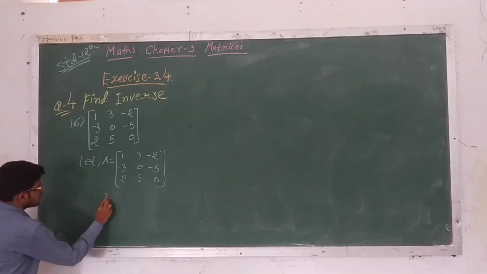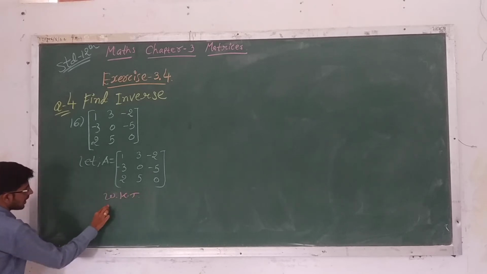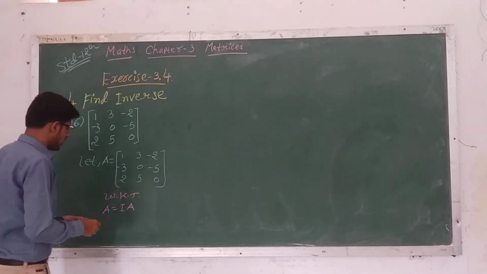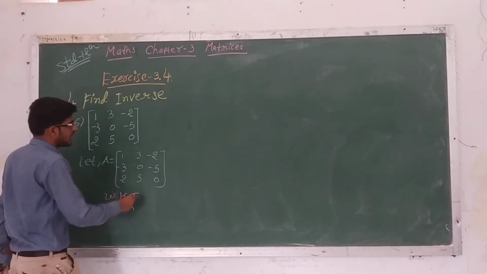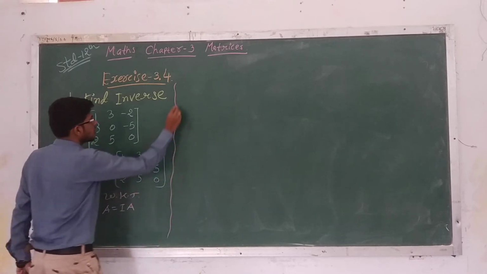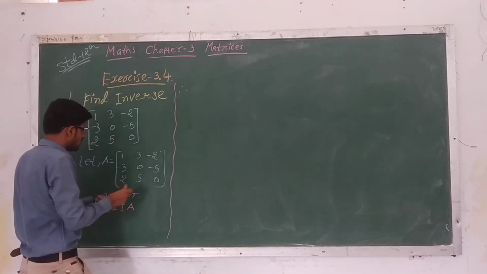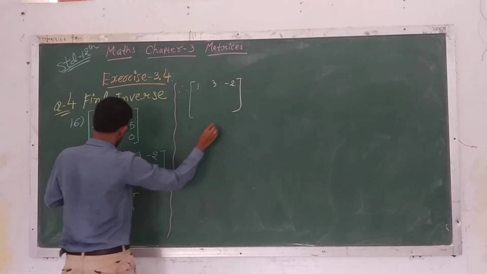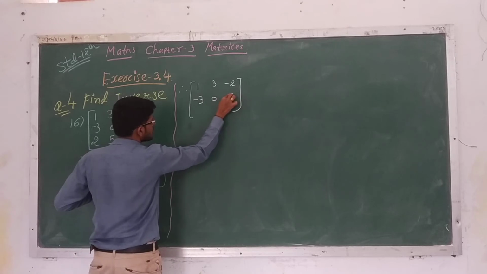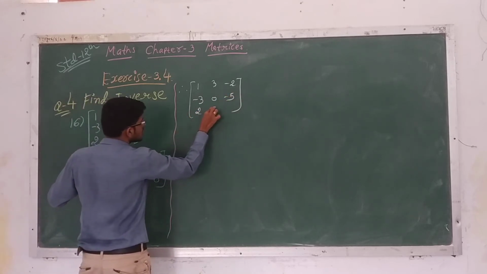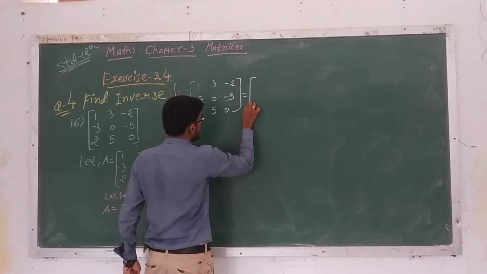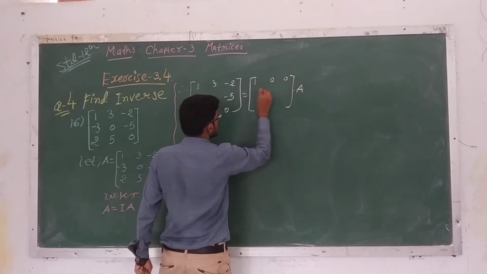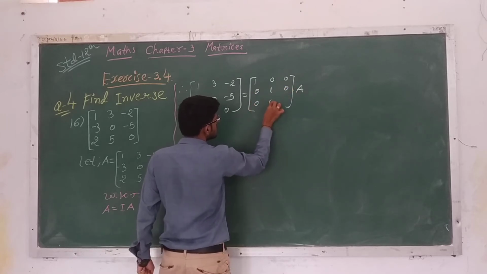So write down, we know that A is equal to IA. So now we have to put the values of A and I. Therefore 1, 3, minus 2, minus 3, 0, minus 5, 2, 5, 0 is equal to the 3 by 3 identity matrix, so we write down 1, 0, 0, 0, 1, 0, 0, 0, 1, times A.